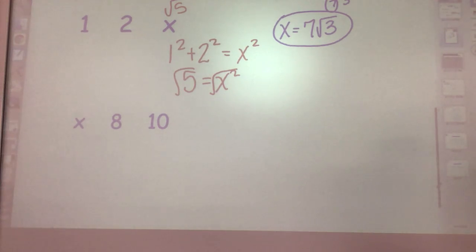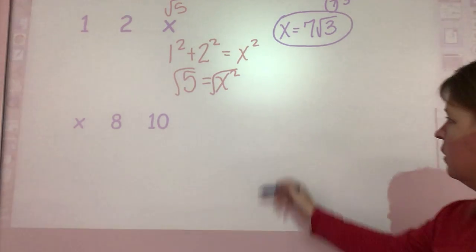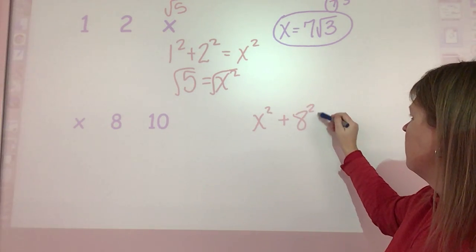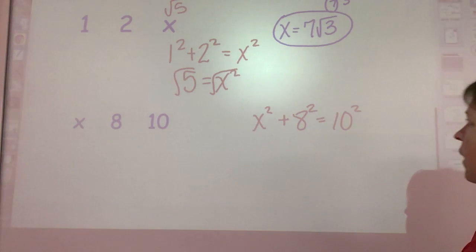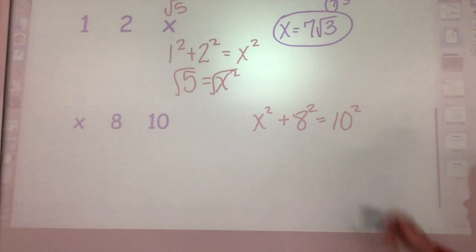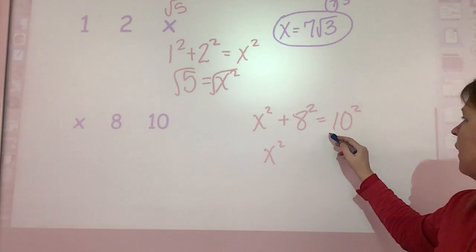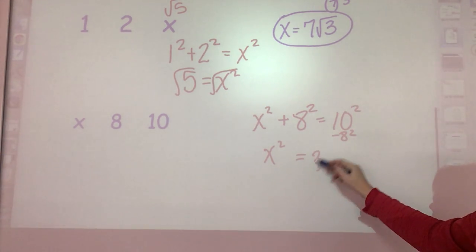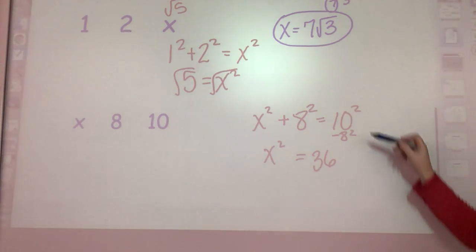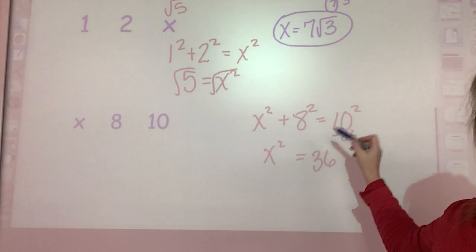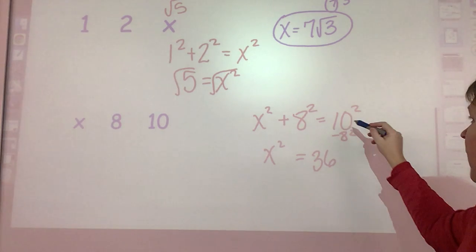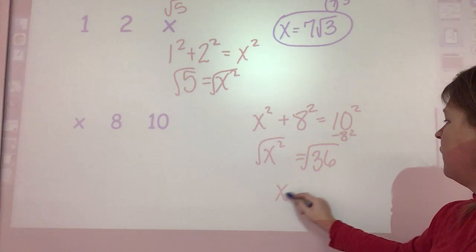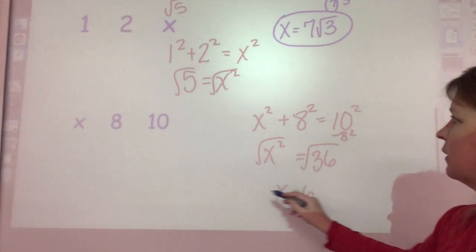Next, we have x, 8 and 10. We know that x is a squared, b squared, c squared. Again, we're solving for x squared, so you're going to have to minus 8 squared from both sides. 10 squared minus 8 squared is 36. Again, should I say this again? It's not 10 minus 8 squared. It's 10 squared minus 8 squared. Square root both sides, you find out that x equals 6.